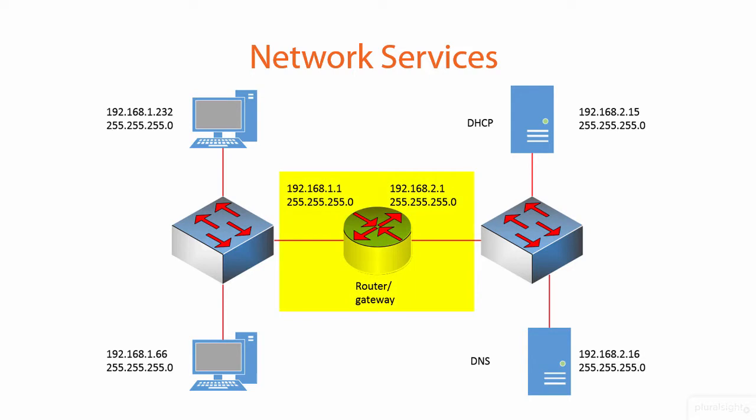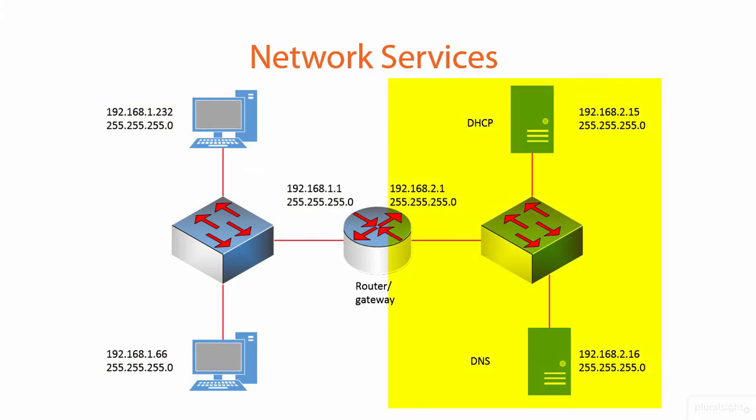That router has a separate interface that's connected to each subnet, and each host on each subnet in its IP configuration is pointing to its local router interface as its default gateway. So the .232 and the .66 machines have 192.168.1.1 as their default gateway, and our .15 and .16 hosts are using 2.1.